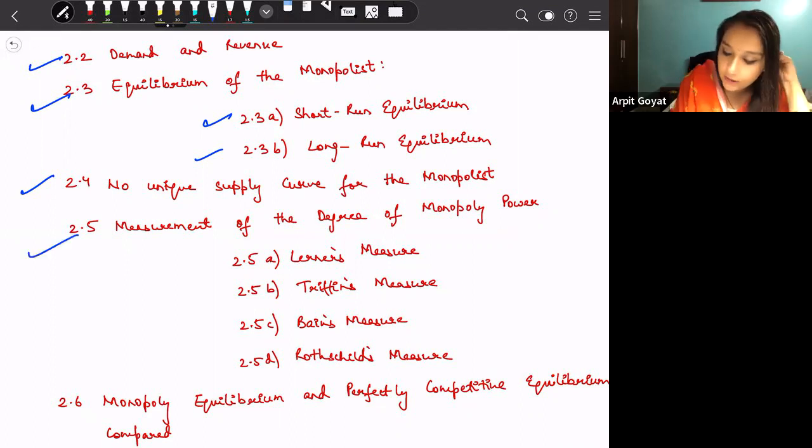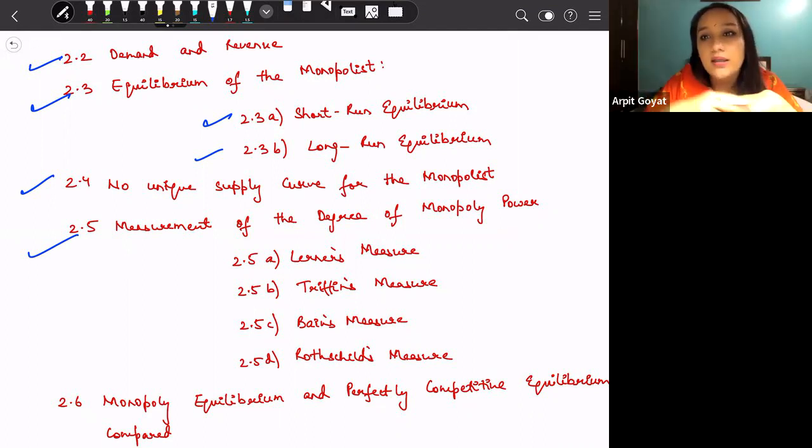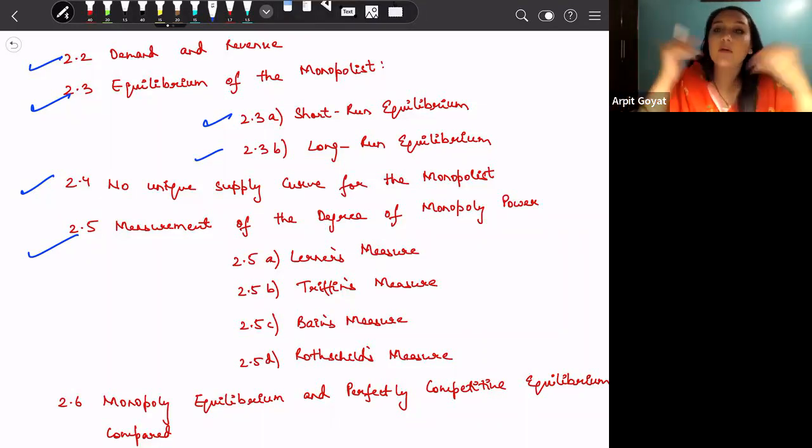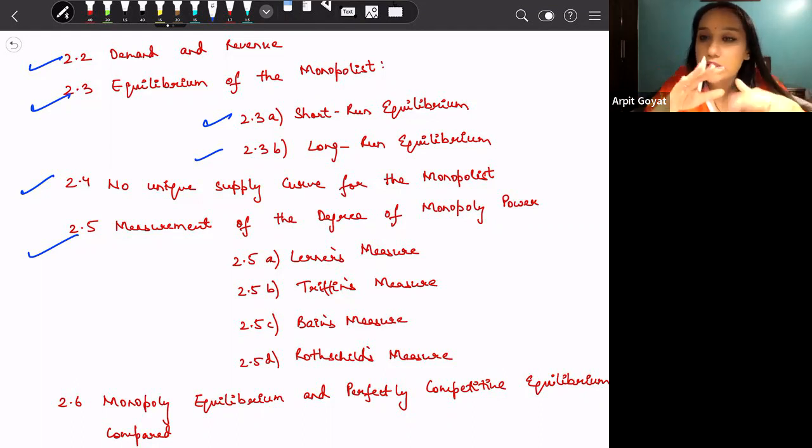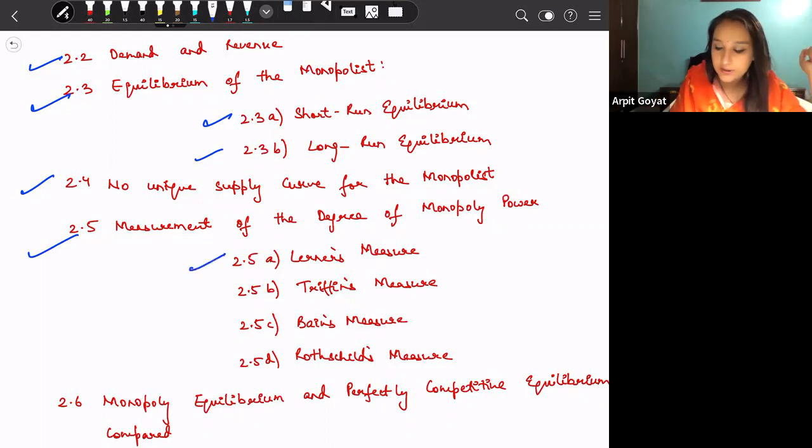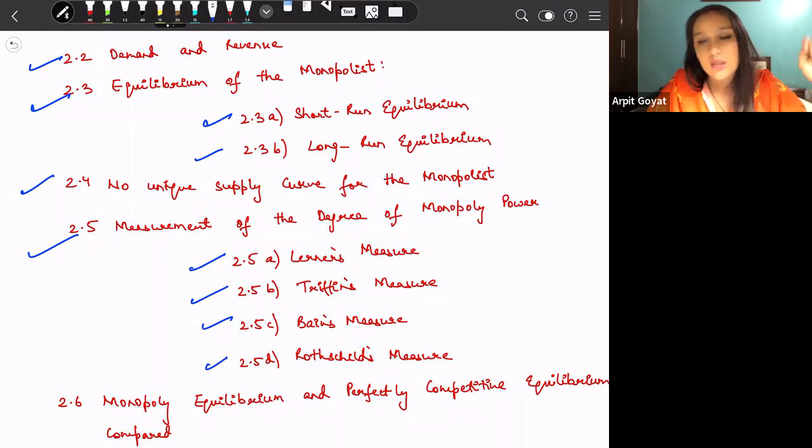Then we'll discuss measurement of degree of monopoly power. Whenever we say that any company, say Jio, is turning into a monopoly in the telecom industry, or it may turn into a monopoly in the long term, how do we measure how much monopoly power it has? So that we can discuss using these 4 measures that are given to us: Lerner's measure, Griffin's measure, Bain's measure, and Rothschild's measure. Their simple formulas, we'll do them.